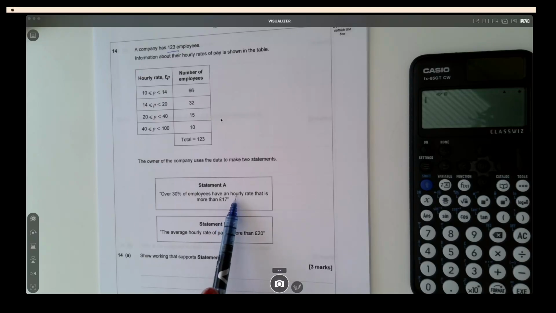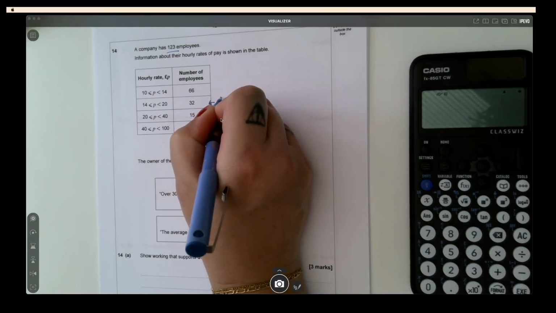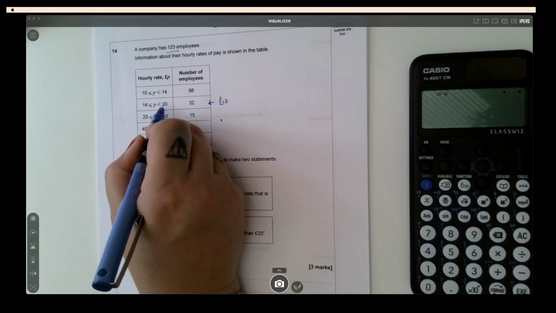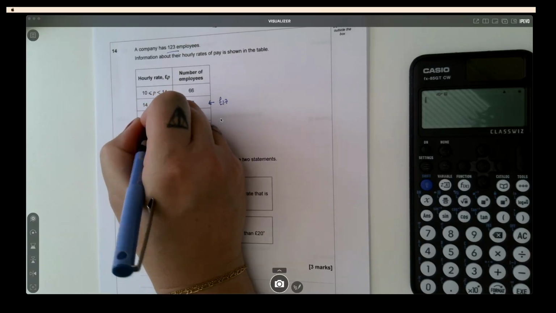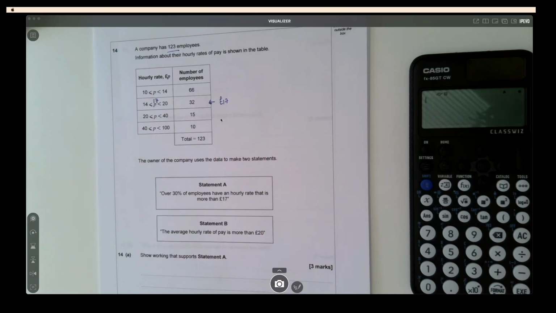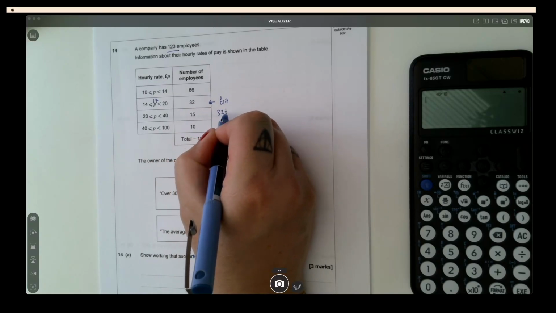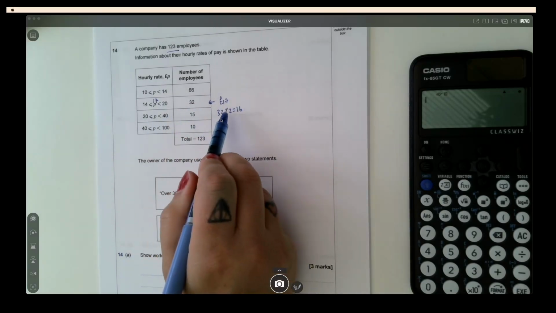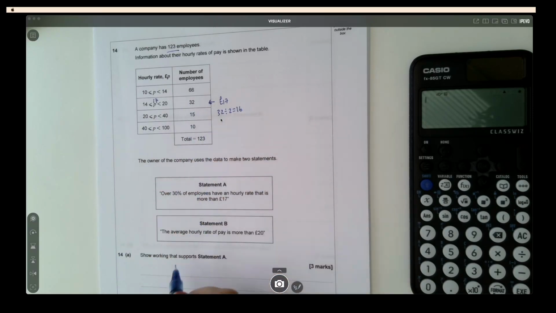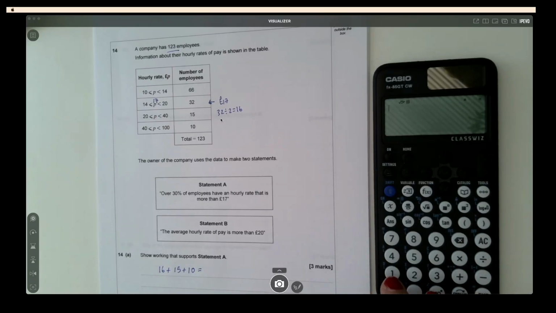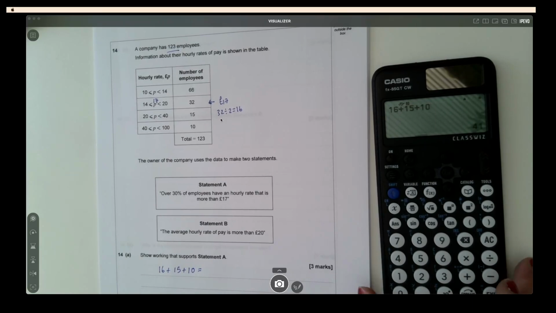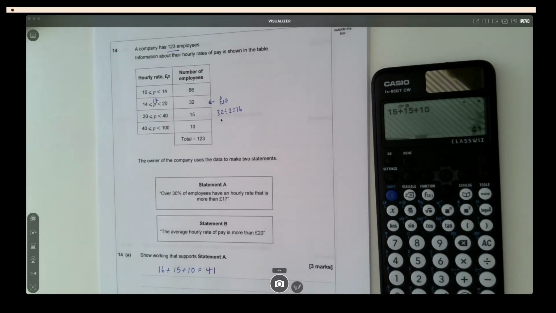So we're looking at employees that have an hourly rate of more than £17. So £17 is going to fall within this range between 14 and 20. Now 17 is the midpoint between 14 and 20. So we can assume at this stage that half of these earn £17 or more, and then this 15 and this 10 also. So 16 plus 15 plus 10 is 41 people in total potentially earning £17 or more.